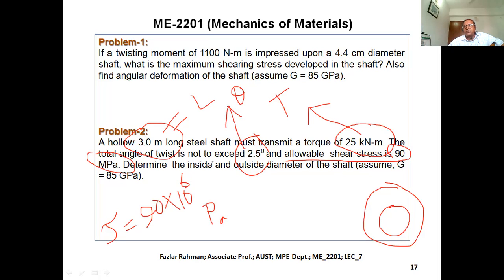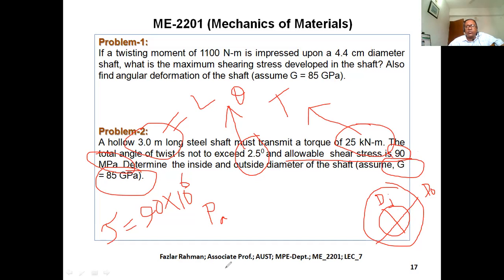Determine inside and outside diameter of the shaft. You need to figure out this outside diameter, if I say D naught, and I need to figure out this diameter, Di. And what is given? Value of G equal to 85 gigapascal. Converting, multiply by 10 to the power 9, that will be Newton per meter square. Okay, so let's solve it.